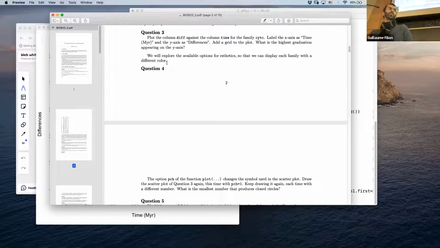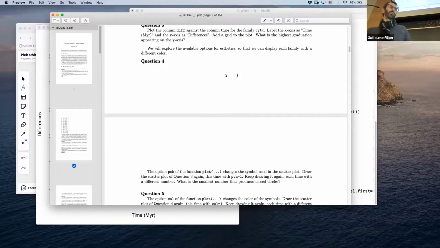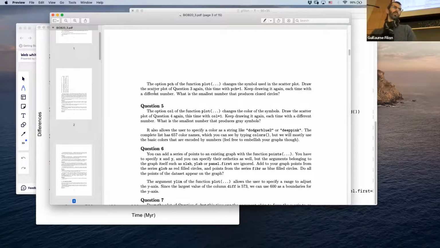We will explore the available options for aesthetics so that we can display each family with a different color. Okay, so that's great. We have one protein family, but we'd like to show them all together. And so we're going to see now the aesthetics. The option PCH of the function plot changes the symbol used in the scatter plot.